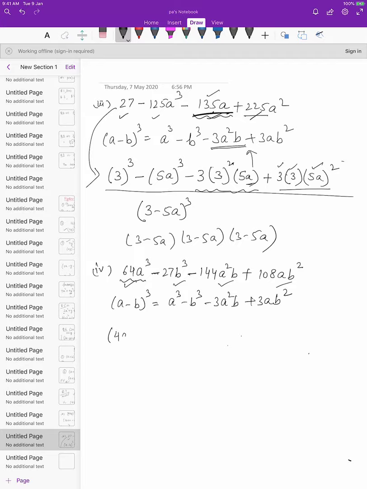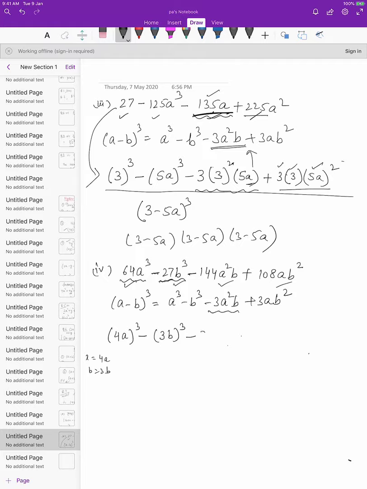64 is a cube of 4, so it can be written as (4a) whole cube. Minus 27 is a cube of 3, so I can write it as (3b) whole cube. After writing the first 2 terms, at least we come to know our a and b. A can be 4a and b can be 3b. Now let's follow this pattern.